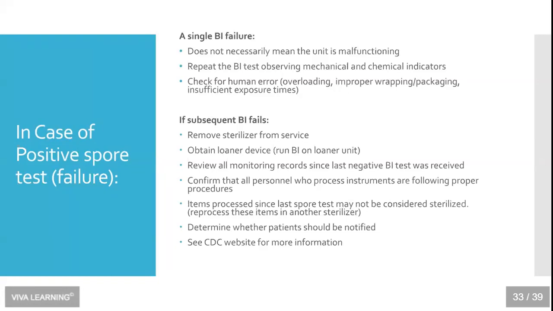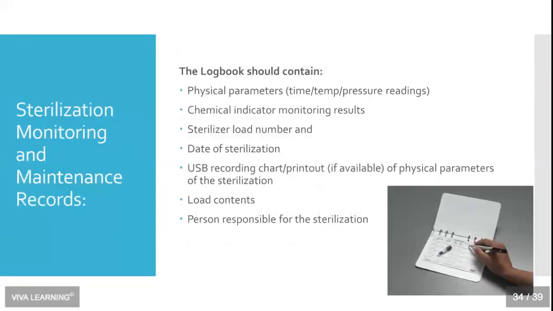And this is why we are required to label our instrument packages and date them, so we can go back and retrieve them if necessary. Also, you need to determine whether or not you should identify and notify patients who may be impacted by a potential breach in infection prevention. And the CDC has much more information on its website on what to do if a subsequent biological indicator test fails. So always consult the CDC website and they will help guide you.